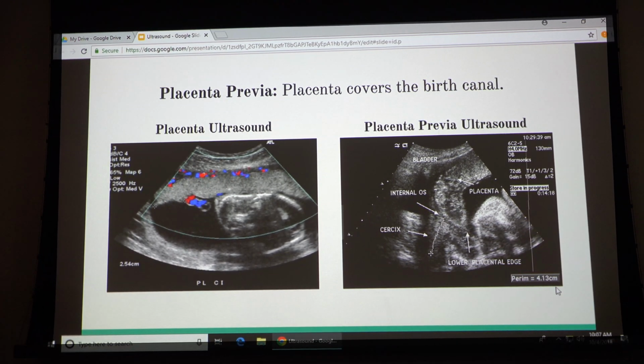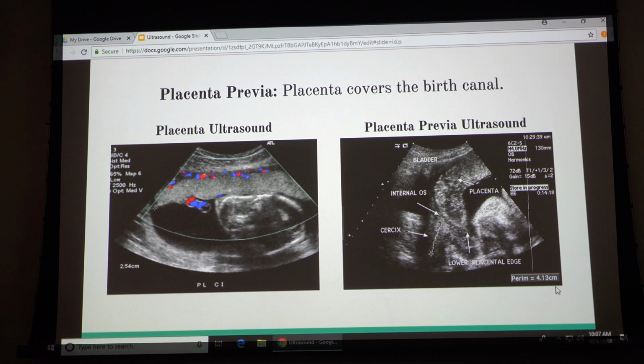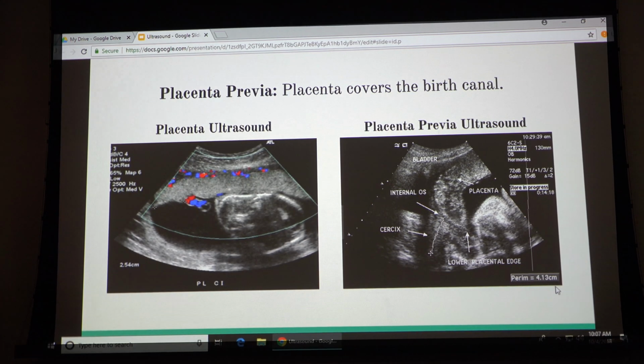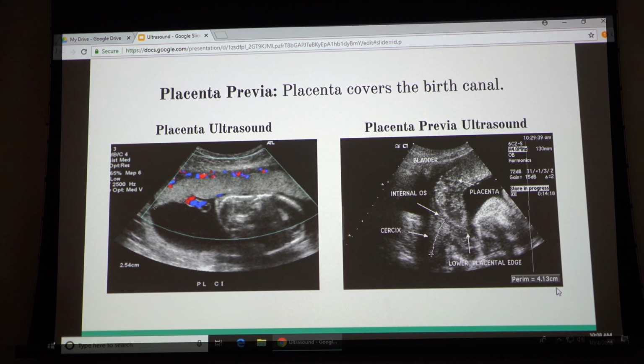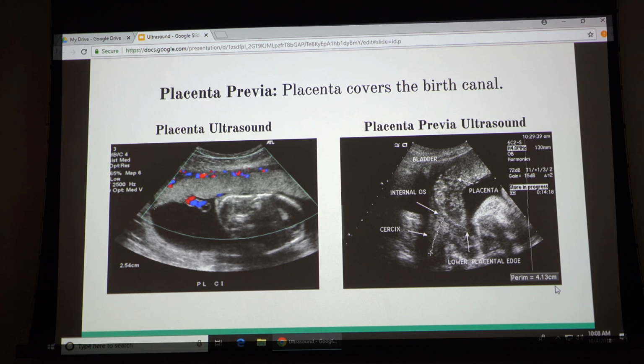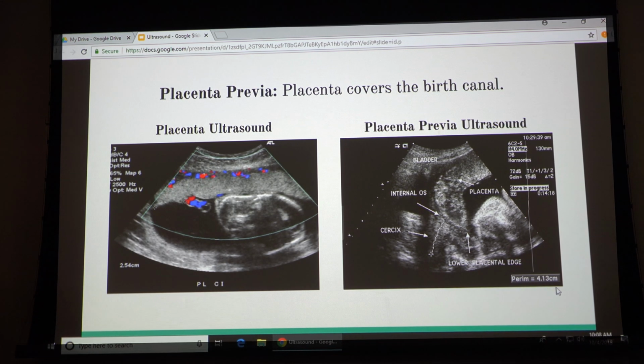And this could be very dangerous for the baby and the mother. So this a lot of times increases the risk of postpartum hemorrhages, hysterectomies, hospital durations, blood transfusions. So once this is diagnosed, the mother will have a C-section, and there's a good chance of having a preterm delivery.